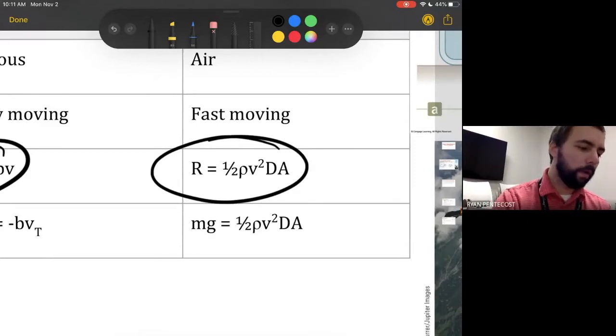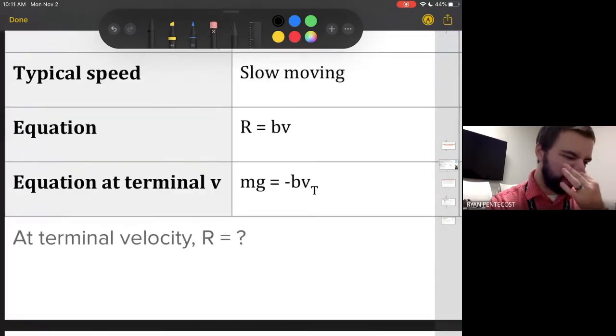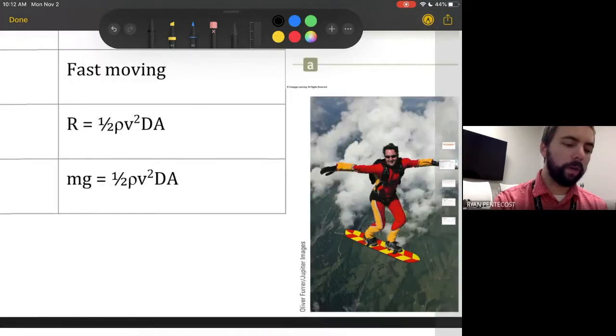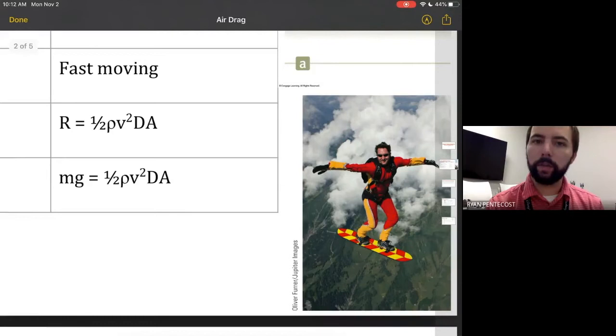Now, what we want to do is look at terminal velocity. So equation at terminal velocity. Terminal velocity is when you are falling through a medium, whether it be viscous or fluid, and you have accelerated to the maximum speed, and you can no longer fall any faster. This happens while skydiving. We have this picture over here of a man skydiving. When you're skydiving, you can usually reach your terminal velocity and then cruise at that velocity down to the earth and then pull your parachute.